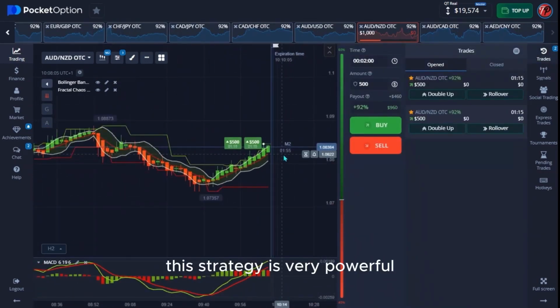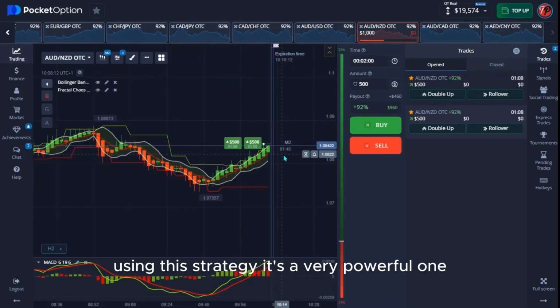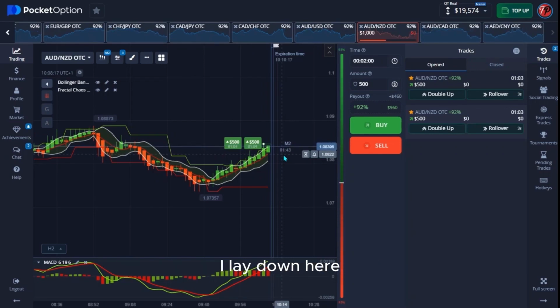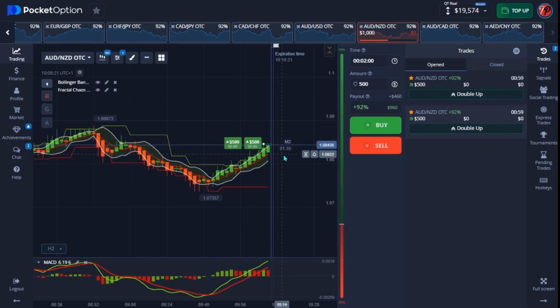This strategy is very powerful. I've been using it, like I said, I made over $10,000 yesterday alone using this strategy. It's a very powerful one. Just make sure that you follow all the rules I laid down here, and I guarantee you a 90% winning rate. Let's wait and see. This is going to be a good one in the next 1 minute.